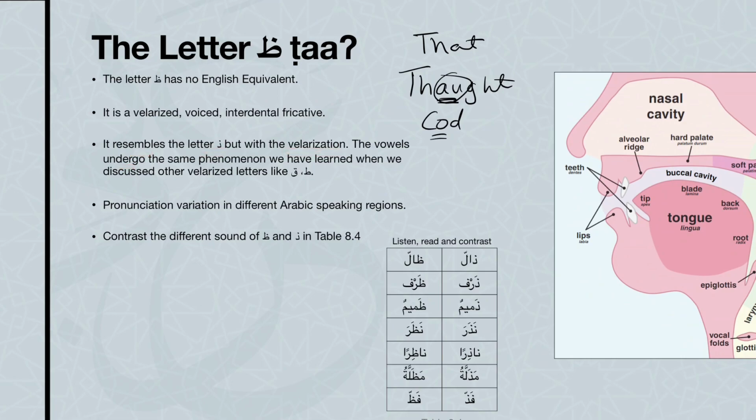The vowels undergo the same phenomenon when we have learned when we discuss other velarized letters like to and qa. As you know, the vowel, the fatha or the long vowel alif would become more of an a sound, not a sound. Of course, this letter suffers from the diglossia in the Arabic-speaking region.